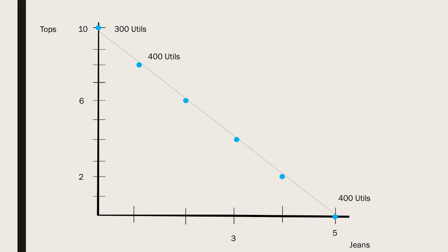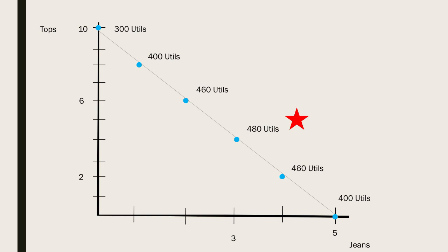I can do this for every point on my graph, so 6 tops and 2 pairs of jeans are going to give me a total utility of 460. 4 tops and 3 pairs of jeans are going to give me a total utility of 480, and 2 tops and 4 pairs of jeans are going to give me a total utility of 460. Based off the $100 that I have to spend and the utility of consuming both tops and jeans, we can see that my best combination and the highest number is when we consume 4 tops and 3 pairs of jeans.